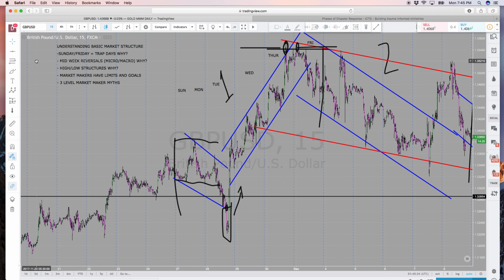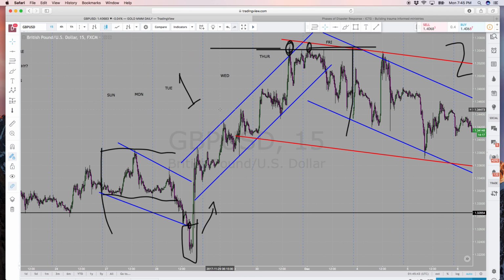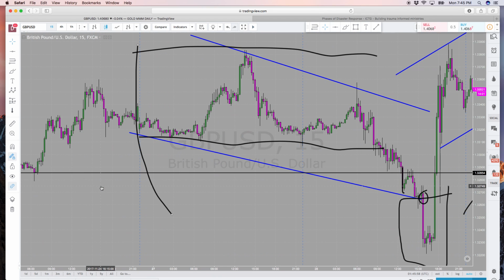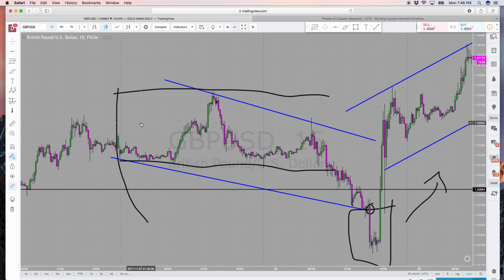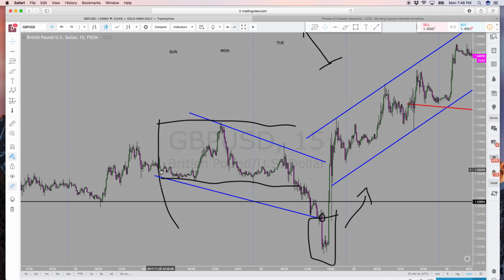Now, Sunday and Friday are trap days. Why are they trap days? Sunday is a trap day because we have every single retail broker that doesn't have a fixed spread manipulating their spreads on Sunday, because on Sunday there are usually gaps in the market, and it's usually very easy for market participants to make money on gaps, because usually gaps fill because there is liquidity in the gap itself when it is created.